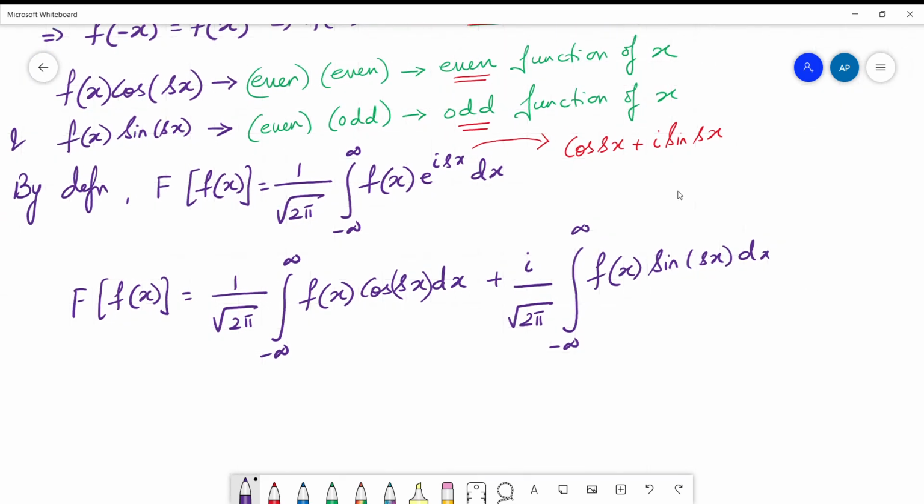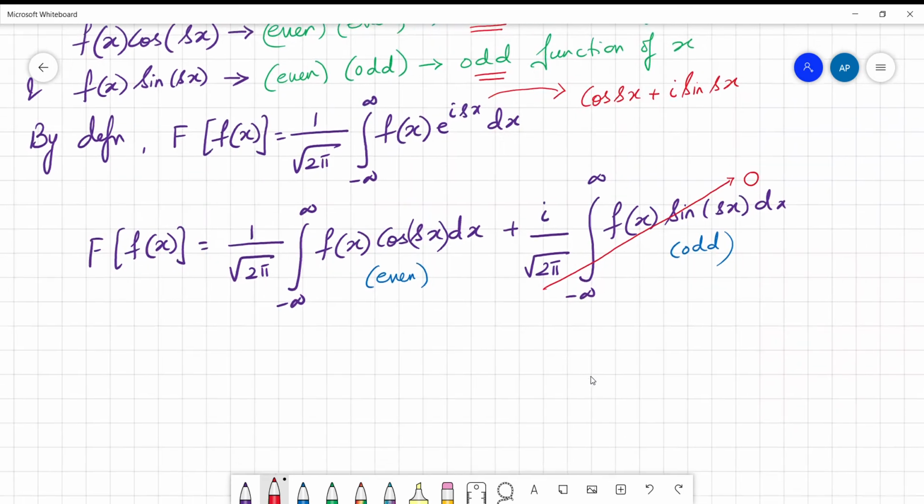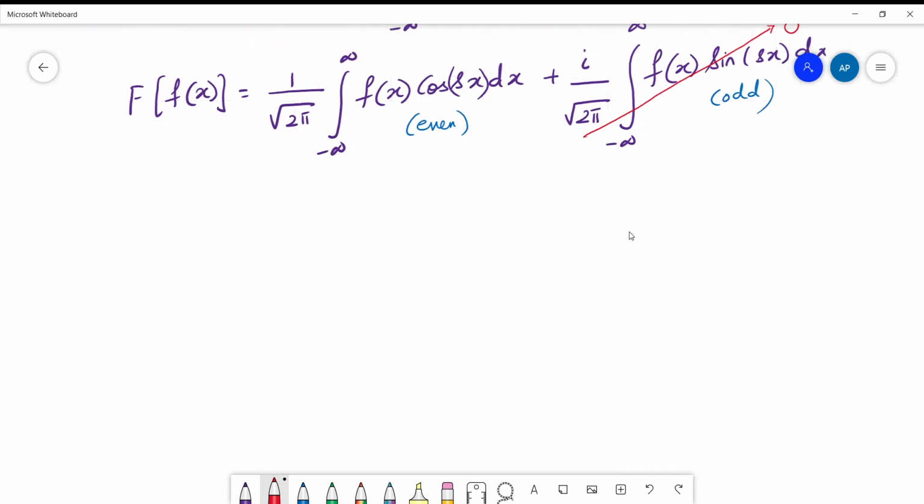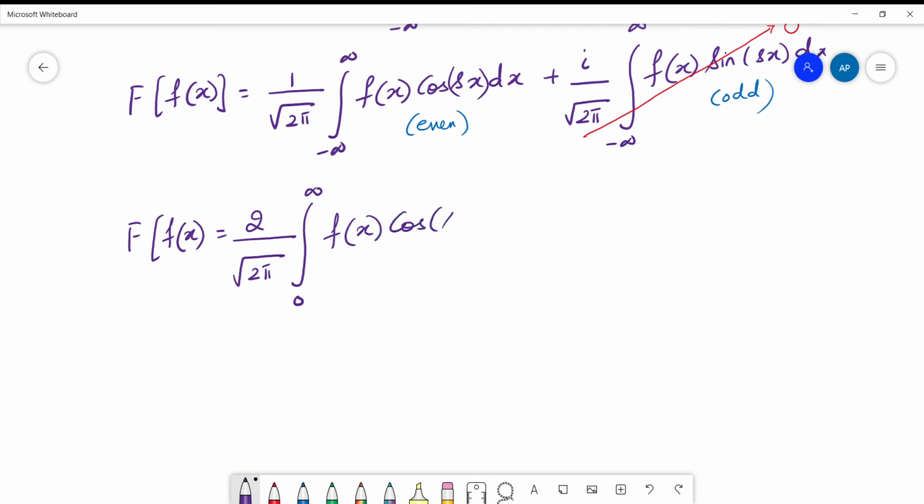Now which is odd and which is even? Look at the first one, f of x cos sx is even, so it will be retained, and this one is odd, which will be cancelled. So let us cancel the odd integral completely, put it 0. The only integral left is the first one, which is an even integral. Because it is an even integral, we write it as 2 by root 2 pi integral 0 to infinity, because of the property, and retain f of x as it is, cos sx dx.